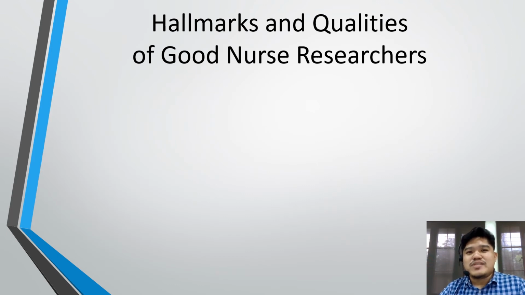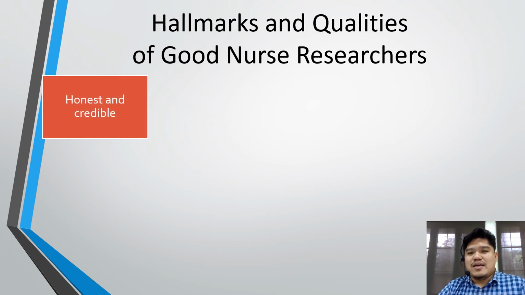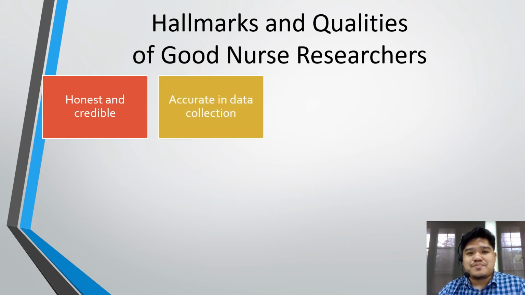Now, how can we say that a researcher is of good quality or has good characteristics? So, a good researcher is an honest and credible researcher, meaning you do not tamper with information, you do not change the data so as to get an agreement with what you would like to see as a result of the research. Another is that there is accuracy in the data collection.